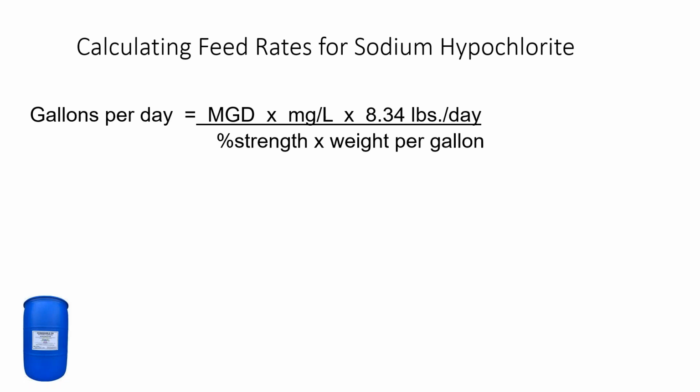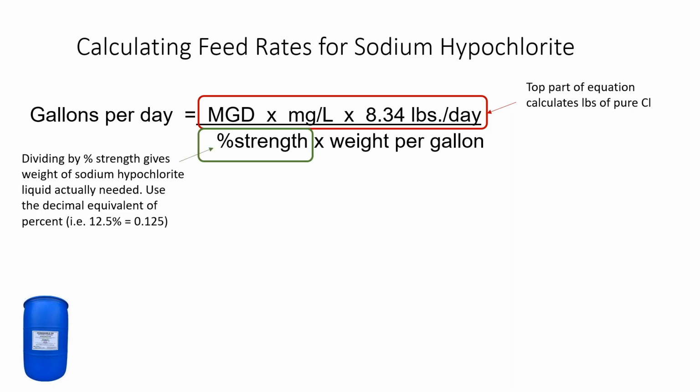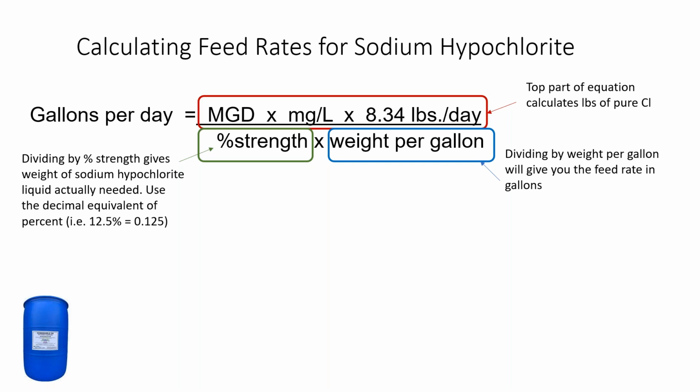Now, when we look at the equation for calculating feed rates for the sodium hypochlorite, you see we still have the pounds formula on the top. We have the percent strength on the bottom. We just dealt with that with calcium hypochlorite. So that top part is calculating the weight of pure chlorine we need. The percent strength is converting that to the weight of the material that we need to deliver that much chlorine. And now we're dealing with something that's 12.5% strength, or 0.125. Now this additional figure, dividing by the weight per gallon, instead of having pounds that we need, is going to give us the result in gallons per day.